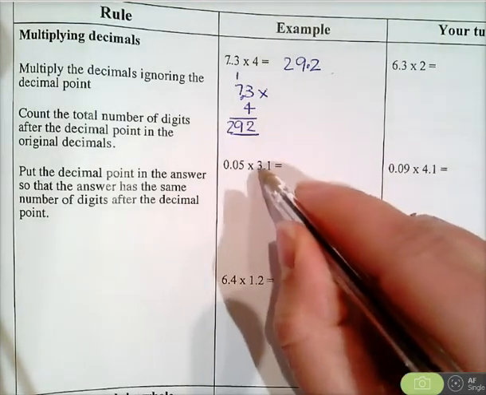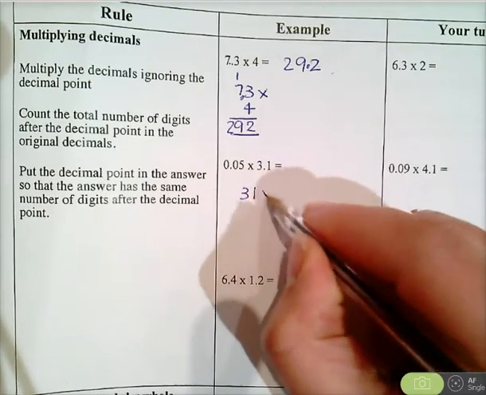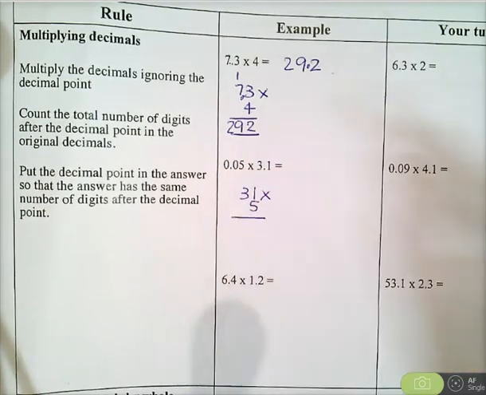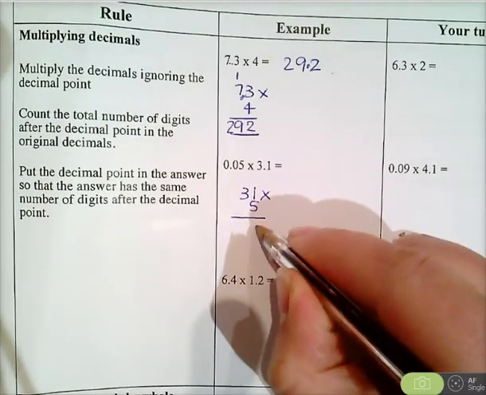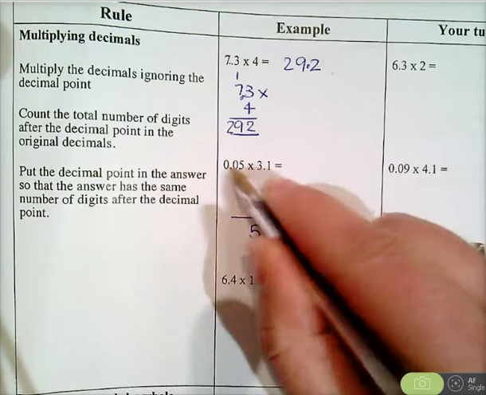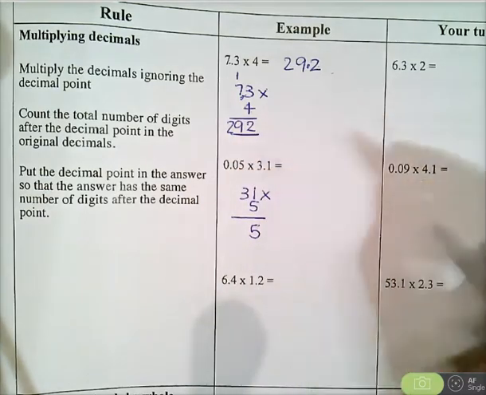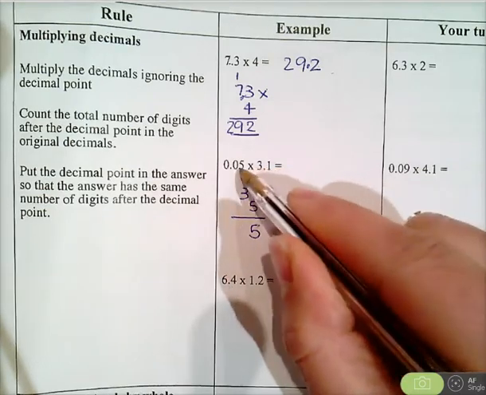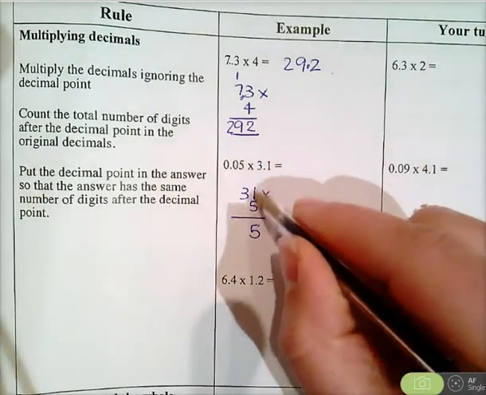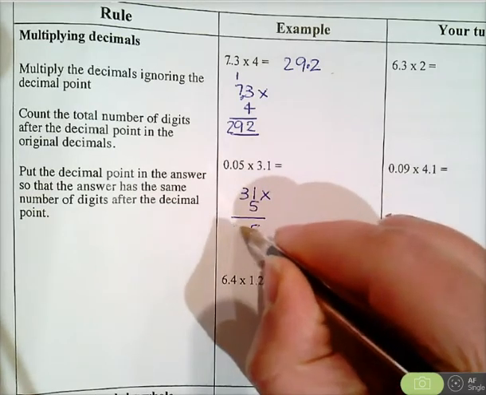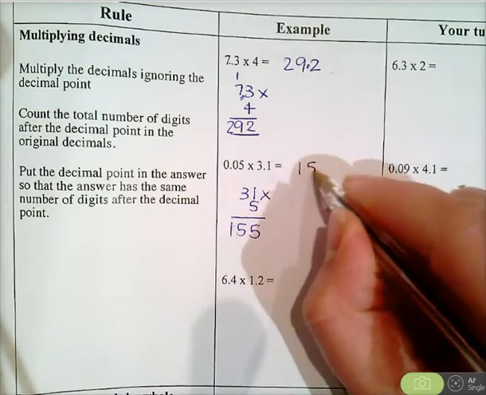Now, there's two numbers here and just one there. Zeros at the front don't count. So I'm just going to do 31 times 5. And I'm going to get 5 times 1 is 5. So what you do, you ignore all decimal points and just multiply them like they were normal numbers. So you do 31 times 5, because 005 is the same as 5. So we go 5 times 1 is 5, and 5 times 3 is 15. Okay, so my answer here is 155.